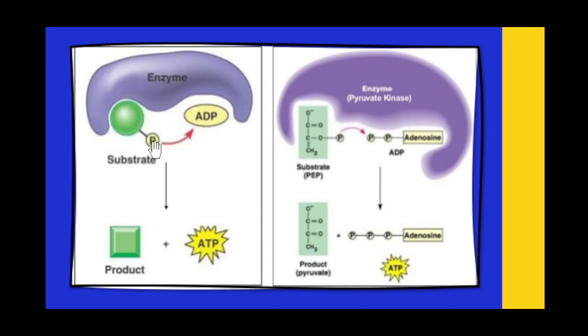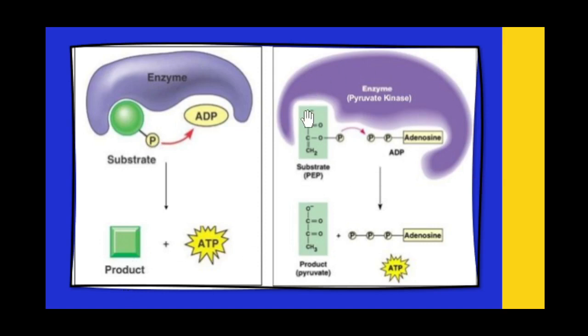The substrate contains a phosphate group and we will transfer it to ADP, which is adenosine diphosphate. ADP has 2 phosphate groups since it's adenosine diphosphate. So we will remove the phosphate group from the substrate and we will transfer it here. Because of that, we are now left with ATP, adenosine triphosphate. It has 3 phosphate groups. And then since the substrate is now changed because a phosphate group was removed, we now have our product.